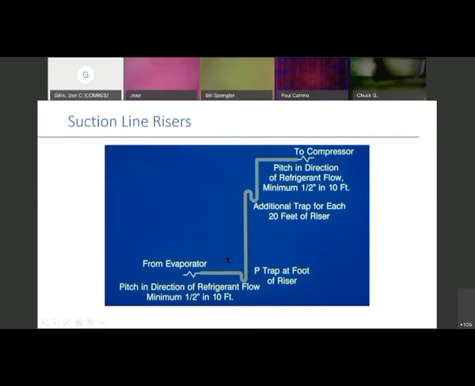This is just showing you, this is one of the few that I kept in here. Just want to let you know that we're going to ask you to have about a 1/2 inch, 1/4 inch, whatever that looks like to you, every 10 linear feet going back in the direction of the refrigerant, okay? We're also going to ask you to trap 20 feet before the riser, have a trap at the bottom, and then go and trap again at the 20-foot mark. And again, we want you to pitch that 1/2 inch, 1/4 inch, every 10 linear feet, okay?